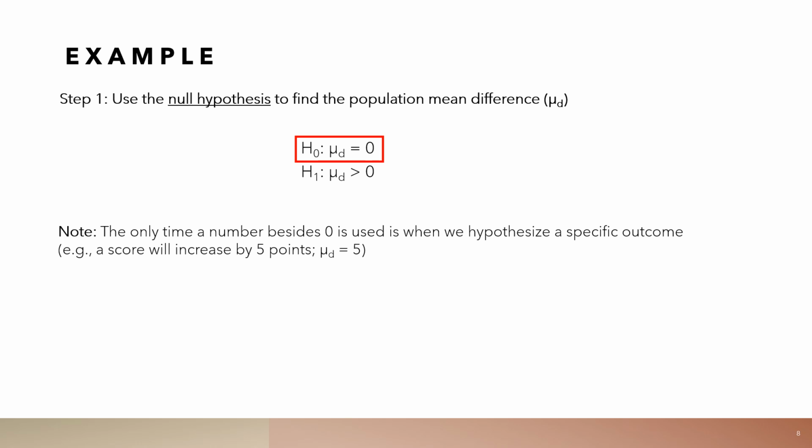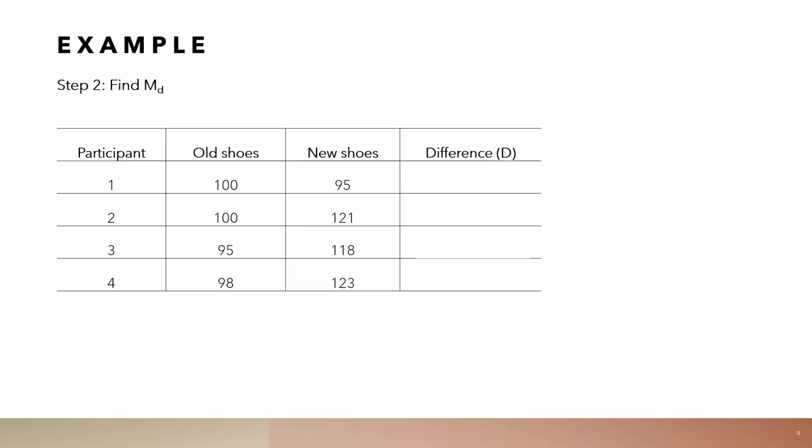As a side note, this number is almost always 0. The only time this number is not 0 is when a specific outcome is hypothesized. For instance, if we hypothesize a score will increase by 5 points, the hypothesized mean difference is 5. Next, we need to find the sample mean difference.